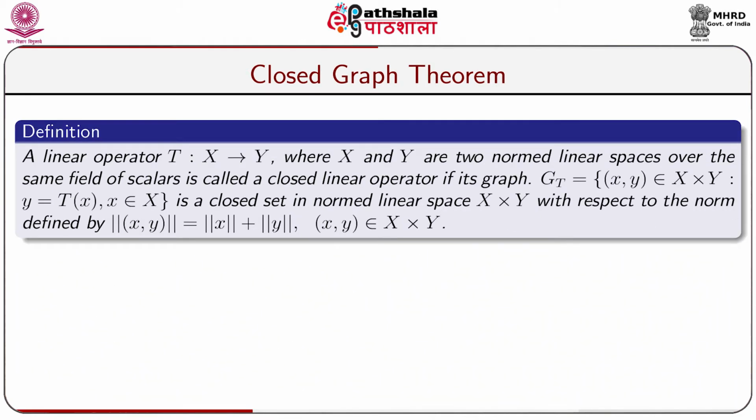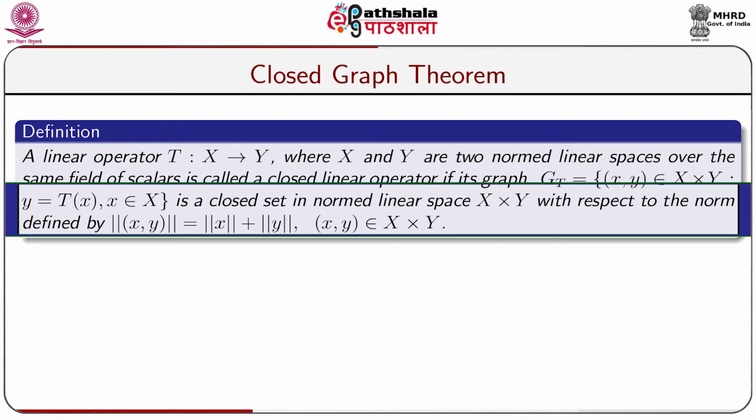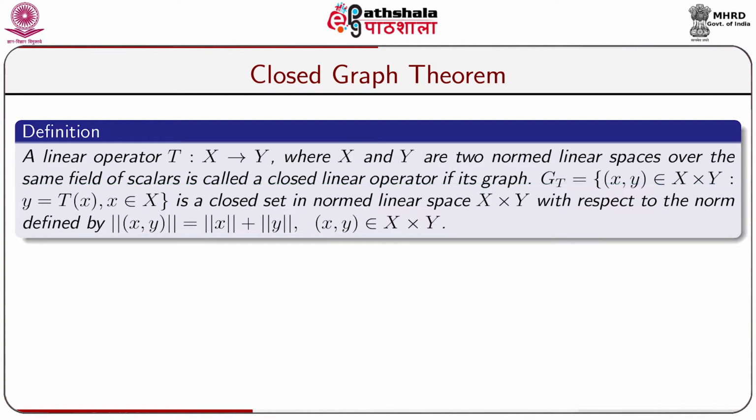A linear operator T mapping from X to Y, where capital X and capital Y are two normed linear spaces over the same field of scalars, is called a closed linear operator if its graph, that is GT, equal to the collection of all elements pairwise taken, that is (x, y) belonging to X cross Y such that y is equal to Tx and x belongs to capital X, is a closed set in the normed linear space X cross Y with respect to the norm defined by norm of the pair (x, y) equal to norm of x plus norm of y, where (x, y) is an element of X cross Y.